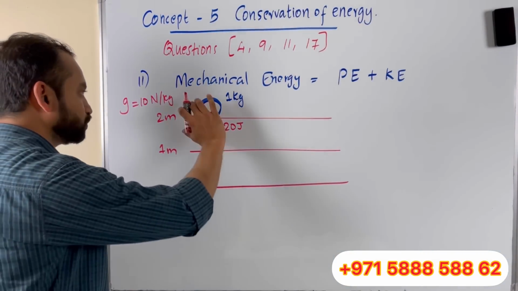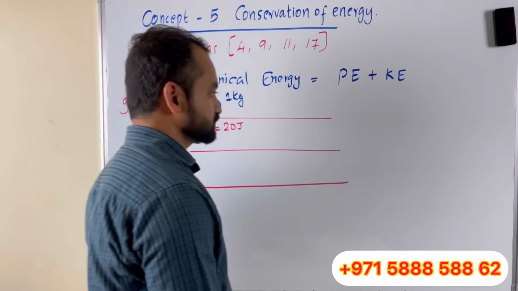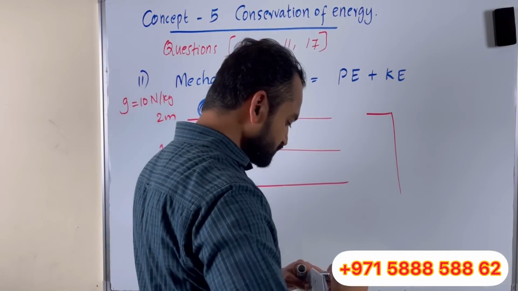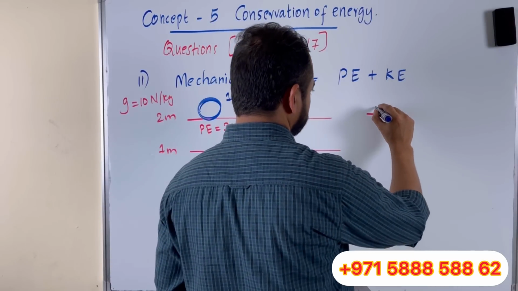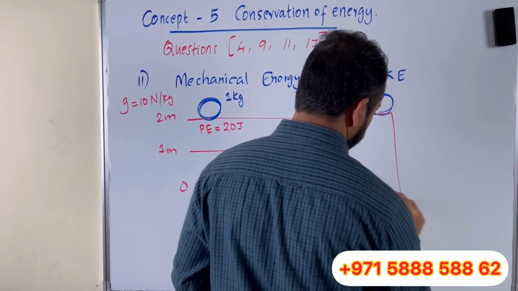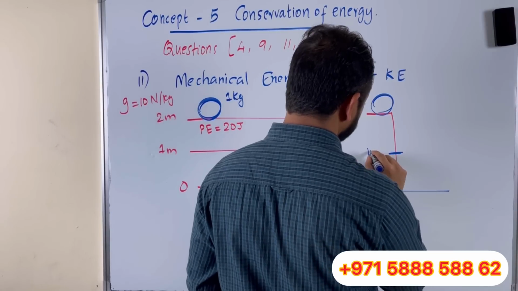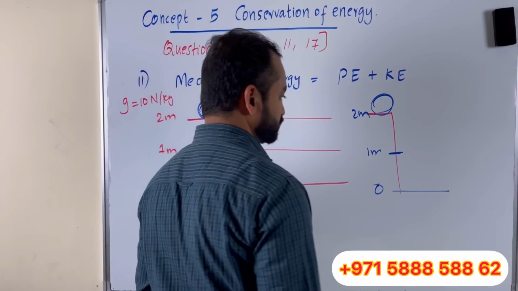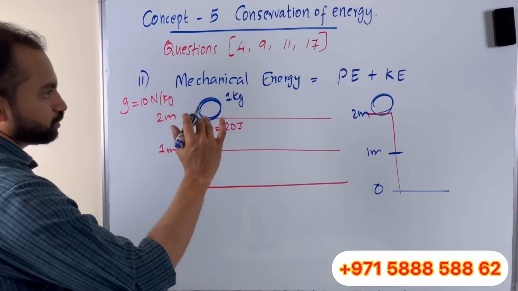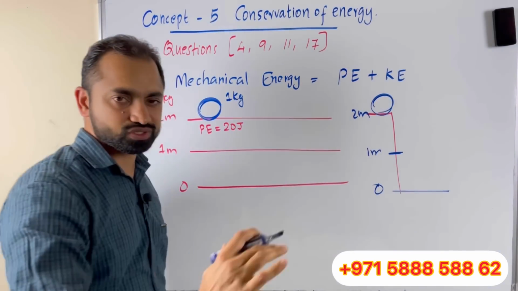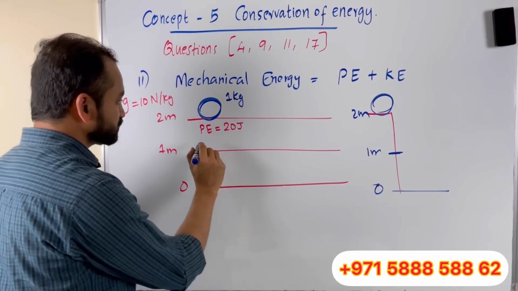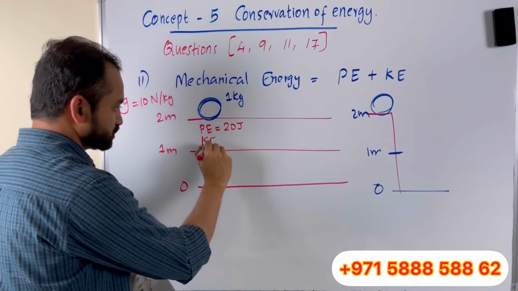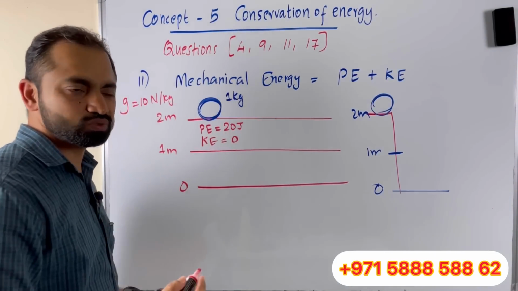Suppose this ball is at this height, just for example, as we discussed before. The ball is here, and this is the ground. So this is 1 meter height, this is 2 meter height, and the ground is 0 meter. Now the ball is here at rest, the ball is stationary. So what is the kinetic energy? The kinetic energy is equal to 0, because the ball is not moving.